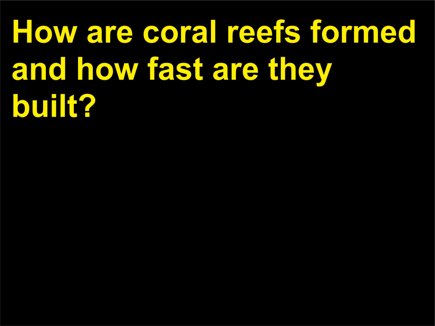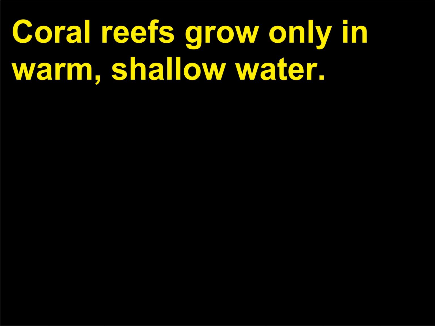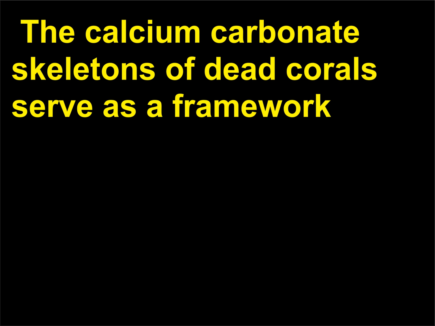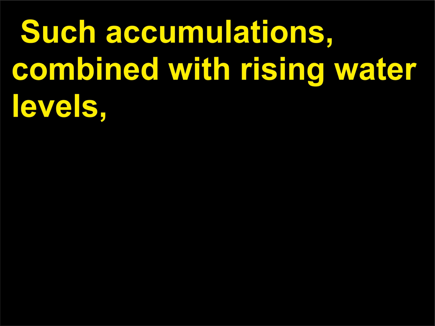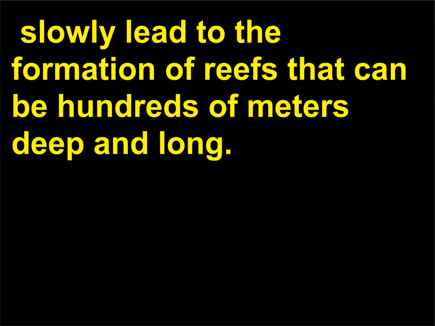How are coral reefs formed and how fast are they built? Coral reefs grow only in warm, shallow water. The calcium carbonate skeletons of dead corals serve as a framework, upon which layers of successively younger animals attach themselves. Such accumulations, combined with rising water levels, slowly lead to the formation of reefs that can be hundreds of meters deep and long.